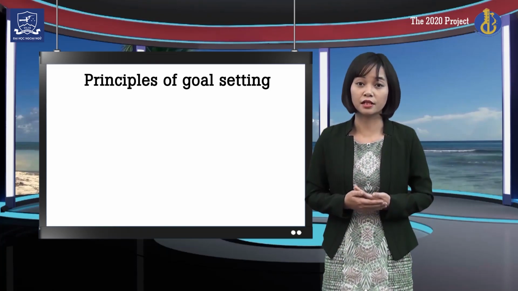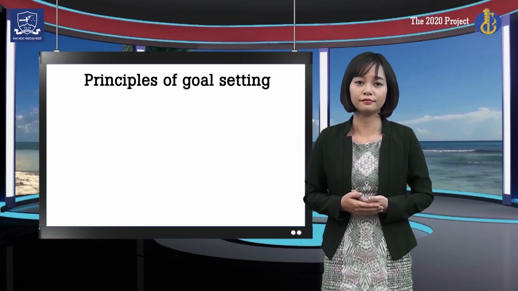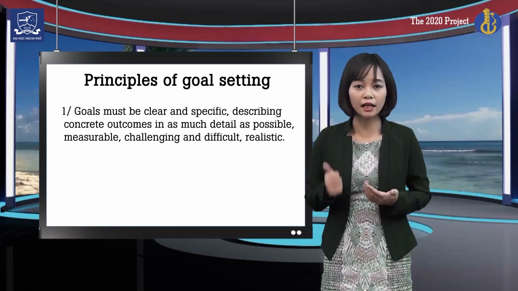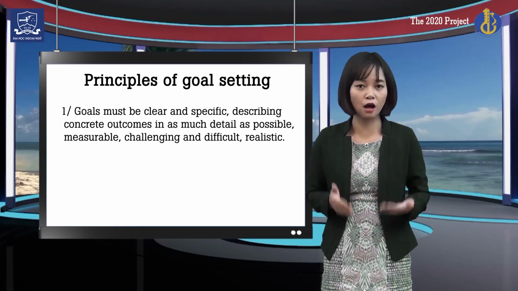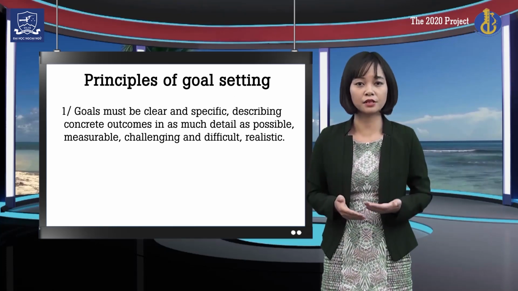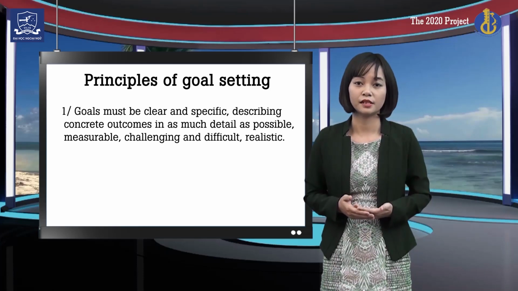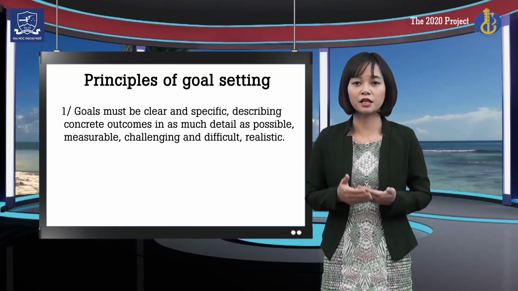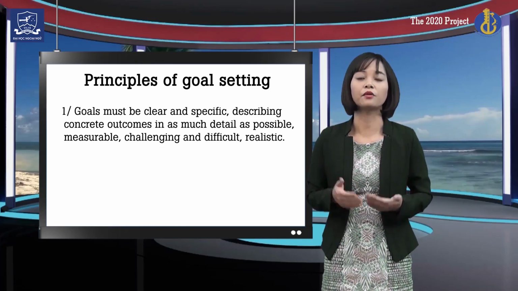What are the characteristics of the goals that work best? Dörnyei, in 2001, has compiled the following set of principles. Goals should be clear and specific, describing concrete outcomes in as much detail as possible. Measurable, describing the outcome in terms that can be clearly evaluated. Challenging and difficult, but not outside the range of students' capabilities. And realistic.